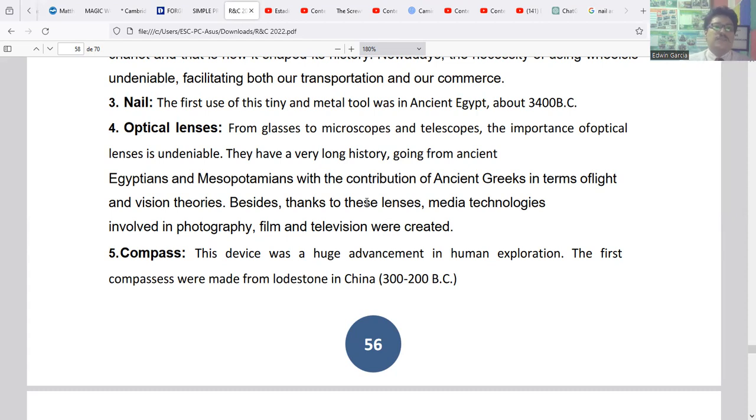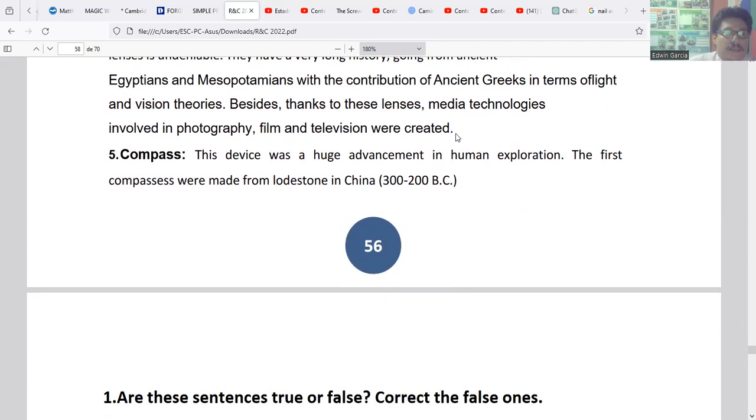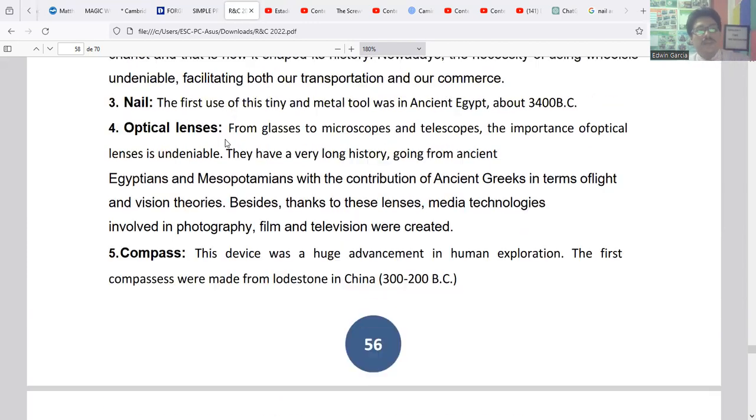Optical lenses. From glasses to microscope, telescope. Ok, son los lentes ópticos. ¿De dónde vienen? De los Egyptians, Mesopotamians, and the ancient Greek. Well, and we have many applications for optical lenses.